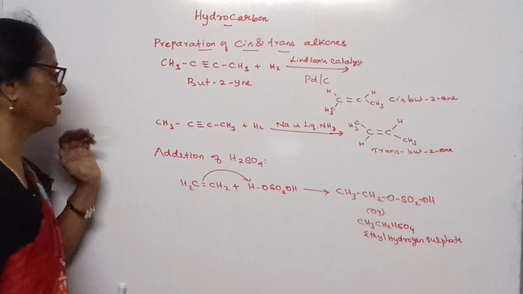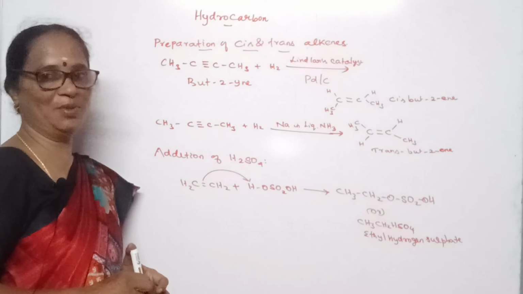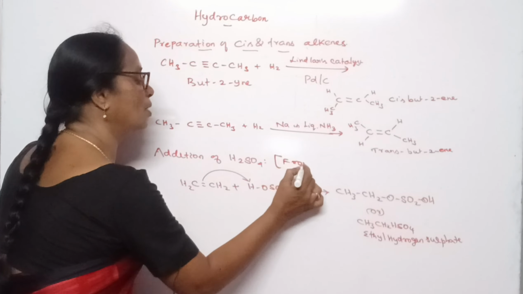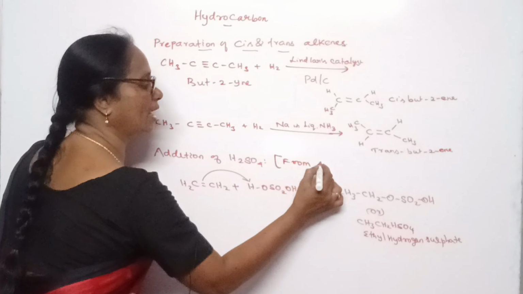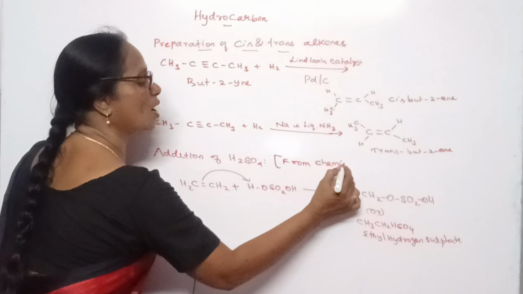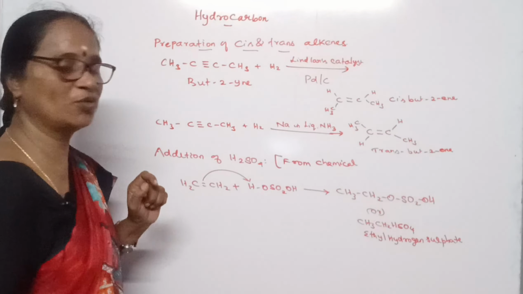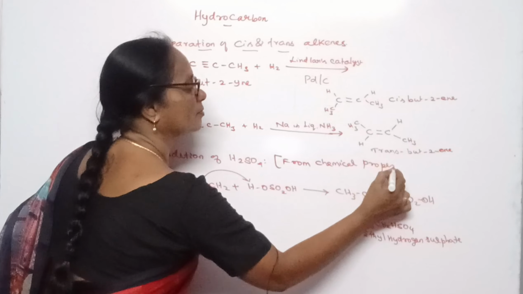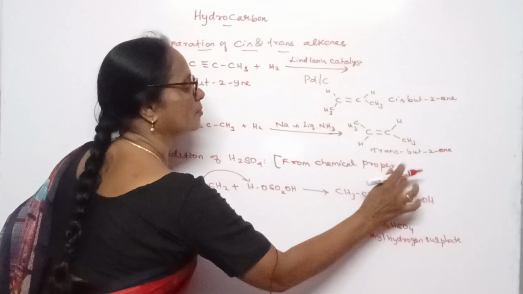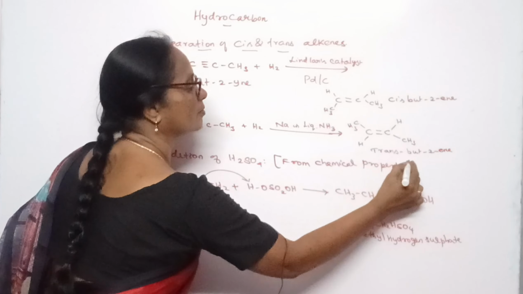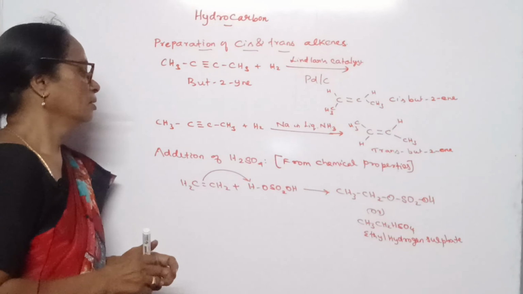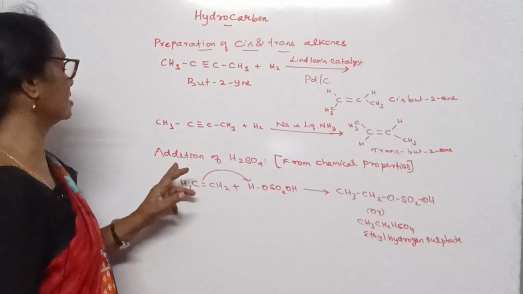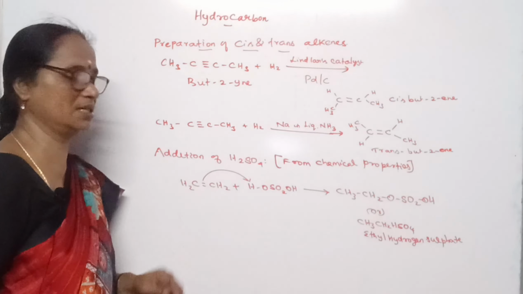So, this is one, and the next one is from chemical properties. From chemical properties, I would like to discuss the addition of sulfuric acid. Sulfuric acid formula is H2SO4.